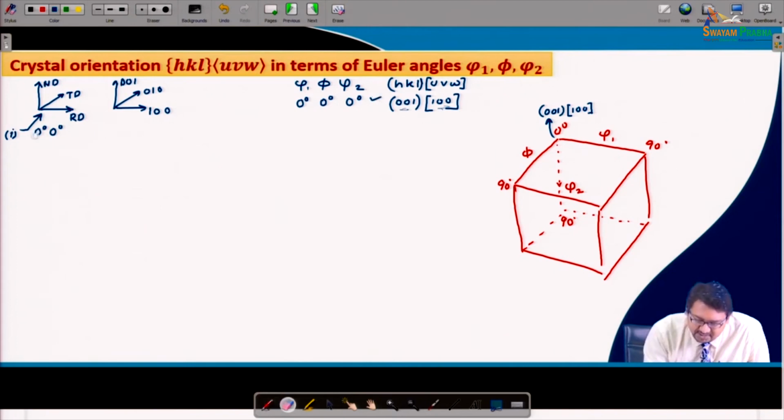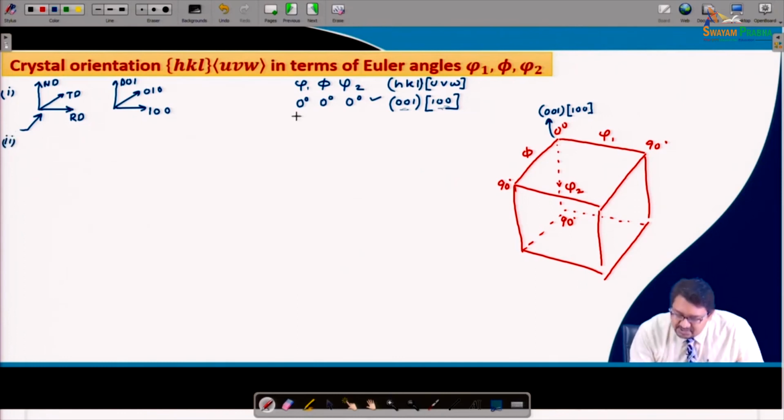I will not write it here. So, this was the first condition, right. The second condition, let us say, this is the first condition, this is the second condition: phi 1 is 0, phi is 0 and phi 2 is 90 degree.